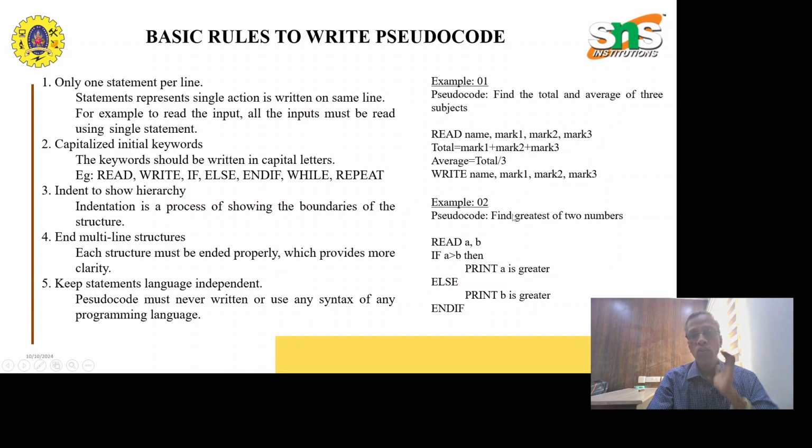And another example, pseudocode, find the greatest of 2 numbers. Read a, b. Then if a greater than b, then print a is greater, else print b is greater. And if it is looping, we use looping statements for writing the pseudocode. I hope it is possible to understand.